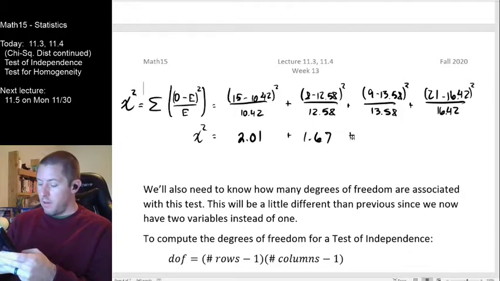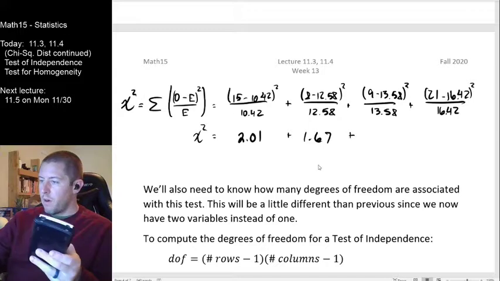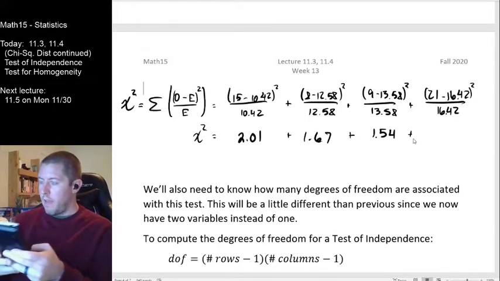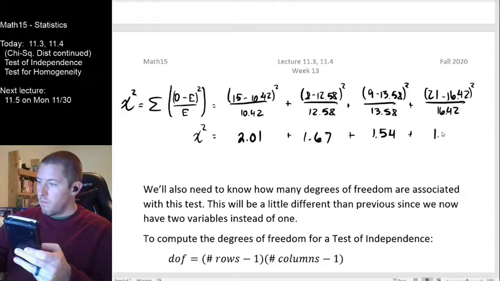9 minus 13.58 squared divided by 13.58 is 1.54. And finally, 21 minus 16.42 squared divided by 16.42. 1.28.